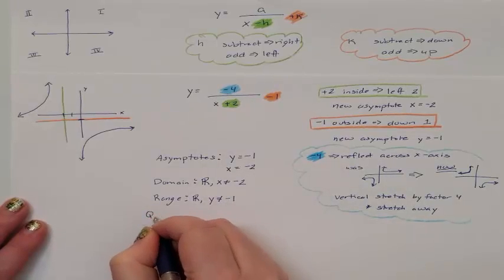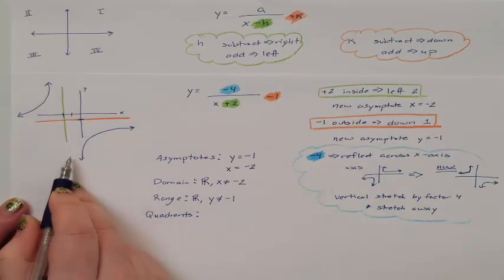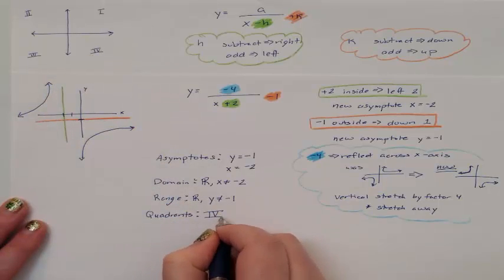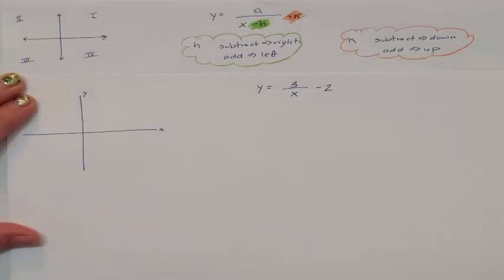And then we actually need to identify what quadrants are being used. Our graph has one down here in quadrant 4. And I have one right up here at quadrant 2. So we are using quadrants 4 and 2 for our graph.